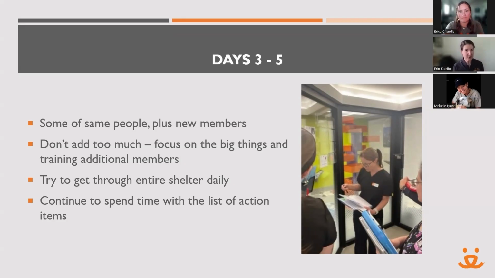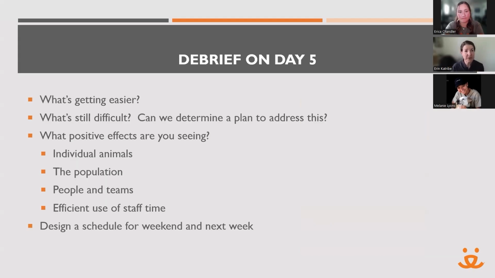This is when though, we do actually try to get through the entire shelter daily. So on these days 3 through 5, and continue to spend time with the list of action items. We'll have a bigger debrief on day 5. What's getting easier, but what's still hard? And what can we do to improve that?